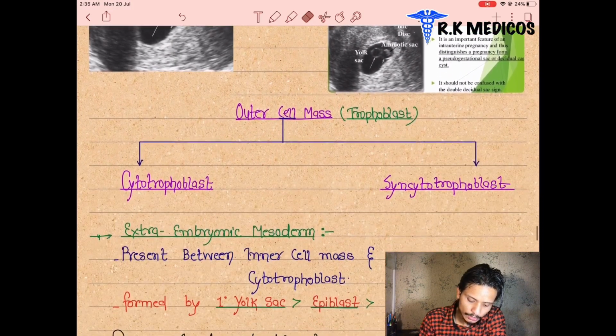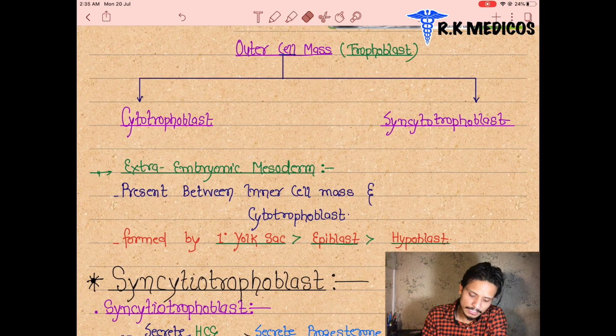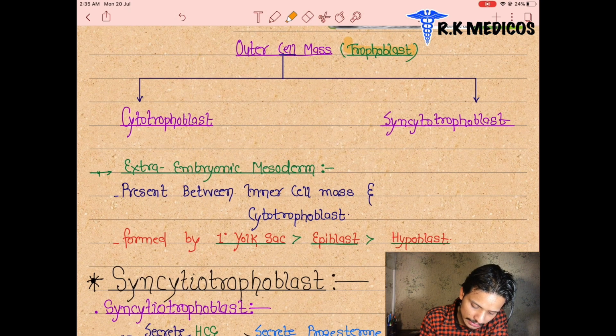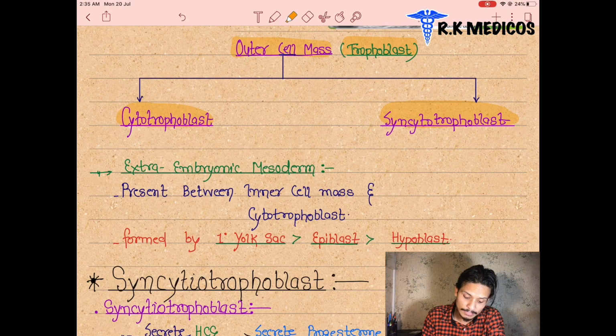Now we are going to see the outer cell mass. What is the other name of the outer cell mass? That one is trophoblast, and these provide nutrition to the cells. The outer cell mass has two parts, cytotrophoblast and syncytiotrophoblast. Now you know the cytotrophoblast is going to form something and the syncytiotrophoblast is also going to form something. What is it?